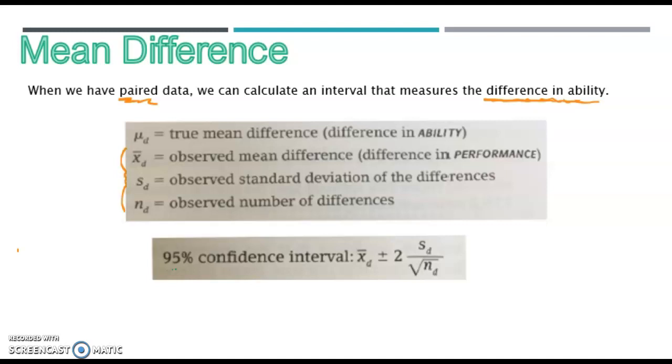Below that, we have the 95% confidence interval, and it's going to start with the observed mean difference, plus or minus 2. And don't forget where this 2 is coming from. On the bell-shaped curve, the empirical rule, the middle 95% is represented by being 2 standard deviations away from the mean. So when you see 95, you're going to have an automatic 2 right here. So we have the observed mean difference plus or minus 2 times the standard deviation of differences on top, the numerator, divided by the square root of the number of differences. And we're going to put that to work on the next screen.